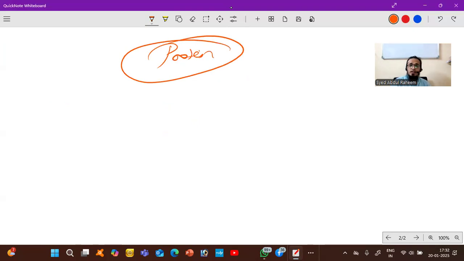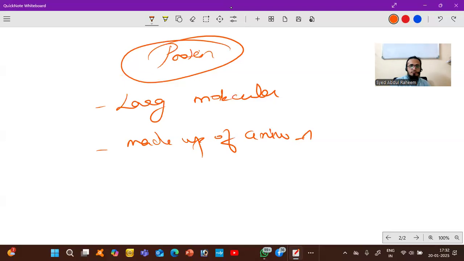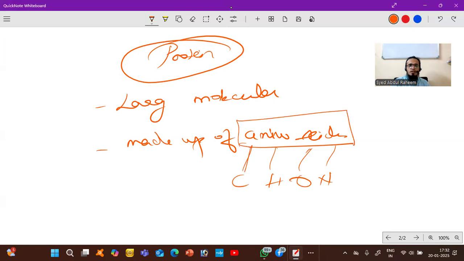Protein compositions: they are large molecules. First thing. Second, they are made up of amino acids. Okay, amino acids. If you go deeper into the amino acid, you will get four types of elements. One is carbon, hydrogen, oxygen, and nitrogen. In some amino acids, in place of nitrogen, you will get sulfur also.